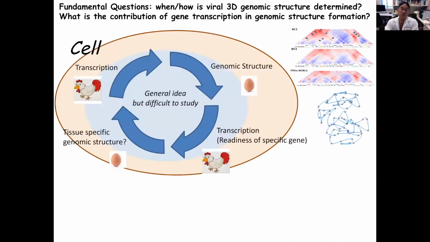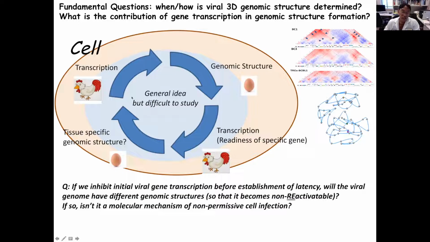So the fundamental question still remains. We kind of know that the transcription is shaping the gene structure, and this genomic structure is shaping the transcription, the richness of the specific gene expression based on the promoter and the enhancer interaction, and these determine the tissue-specific genomic structure. So these are general ideas, and I think we accepted that, but it's very difficult to study.